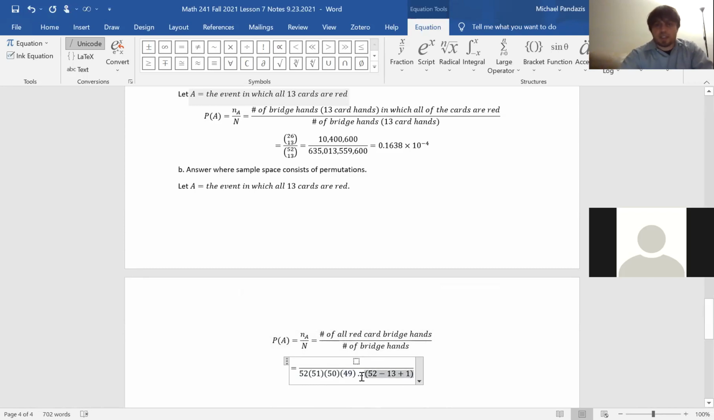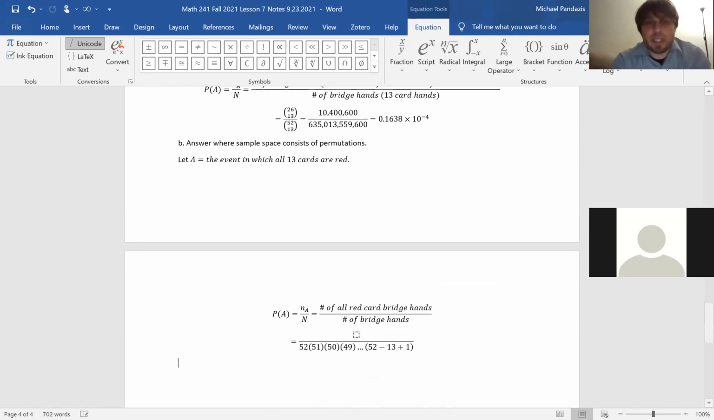That's this product, okay? And the ... means you're multiplying by all the things in between, right? We're continuing the pattern that we started here by decreasing by 1 each time. Okay, if you change the pattern, you're changing the meaning of it. So that's the number of bridge hands by permutations. Here, the value of capital N was equal to 52P13. That's what this product is.